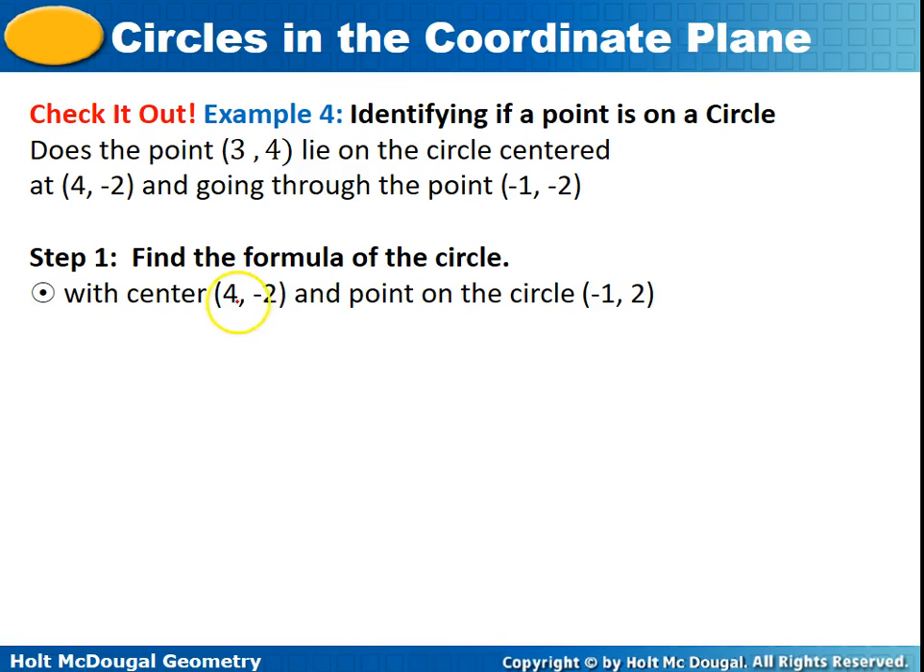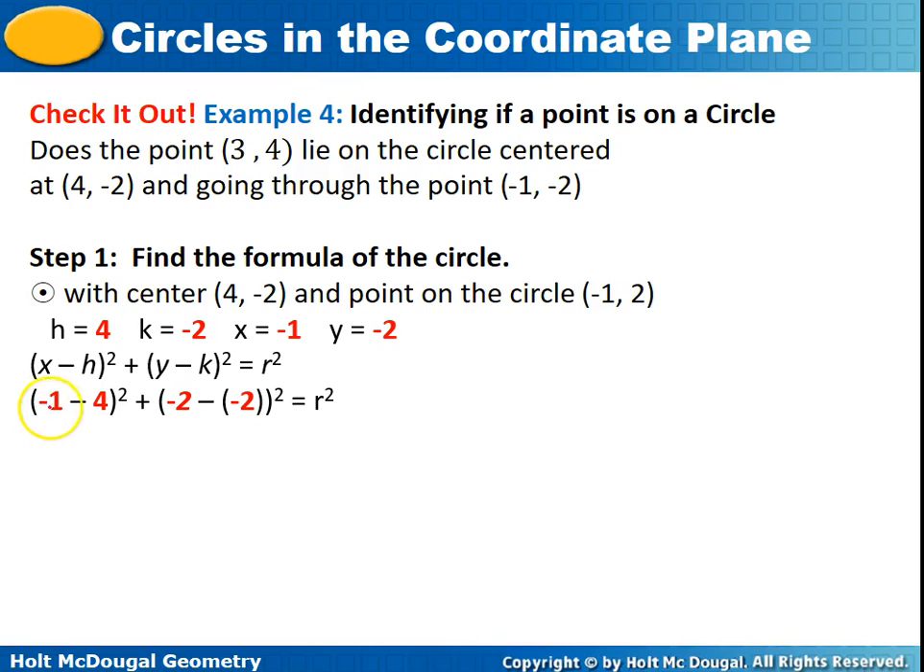All right, so on this one again, we've got h and k right here. H is 4, k is negative 2. The point on the circle, x and y. Negative 1 is x, 2 is y. So we got h, k, x, and y. Plug them into the formula. Negative 1 minus 4 is negative 5. Negative 2 minus a minus 2, that would be negative 2 plus 2. So this is going to end up being negative 5 here. This is going to end up being 0 here.